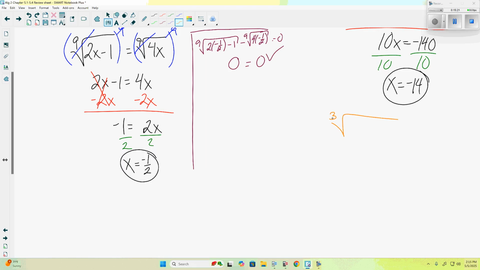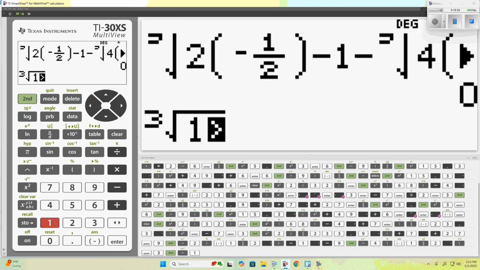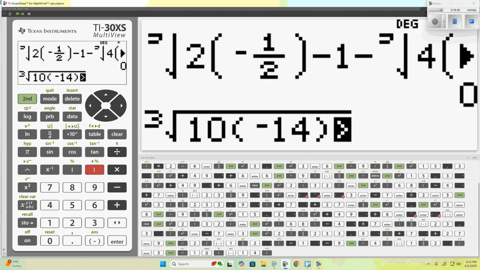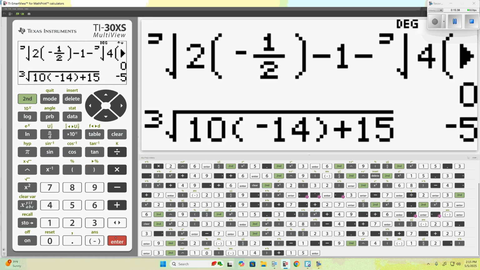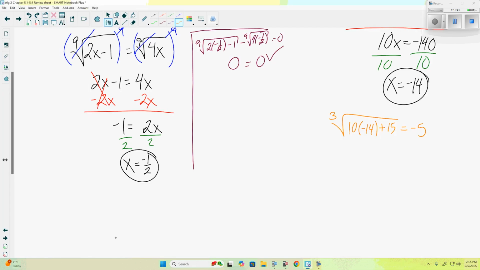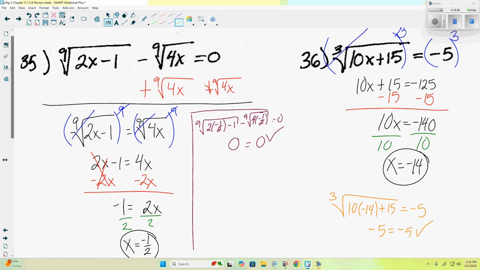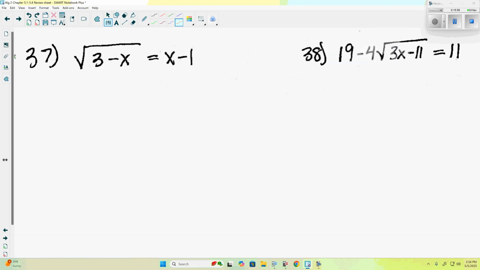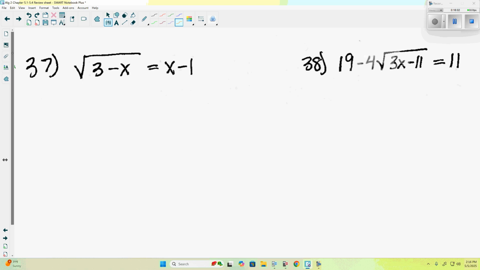Cubed root of 10 times negative 14 plus 15 is supposed to equal negative 5. Cubed root of 10 times negative 14 plus 15 is, indeed, negative 5. Any questions on 35 or 36? All right. Let's go and look at 37.